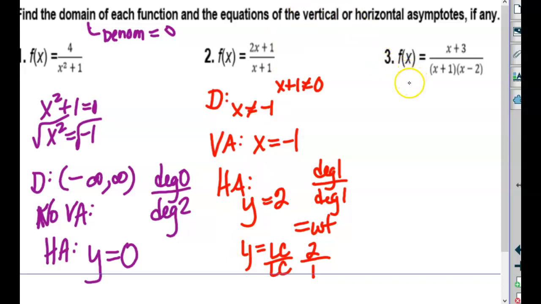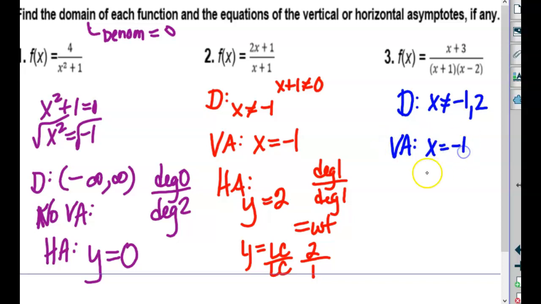Okay, number 3 is factored for us. That's helpful in finding the domain restrictions and the vertical asymptotes. Okay, what are the two things x cannot equal? x cannot equal -1 or +2. Is that confusing anybody from the denominator? Okay, so therefore there are vertical asymptotes at x equals -1 and another one at x equals 2.